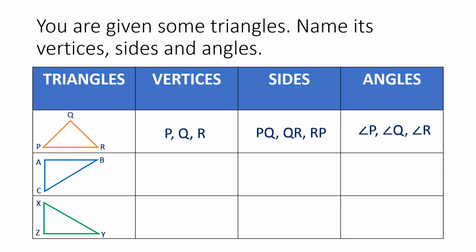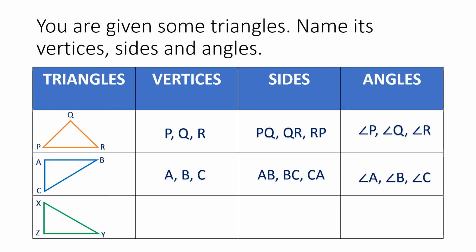And the next is triangle ABC. First, name its vertices. Can you tell me what we have to write? Yes, A, B and C. Then write its sides and the answer is AB, BC and CA. Now write all the angles of triangle ABC. So what is the answer? Yes, the answer is angle A, angle B and angle C.